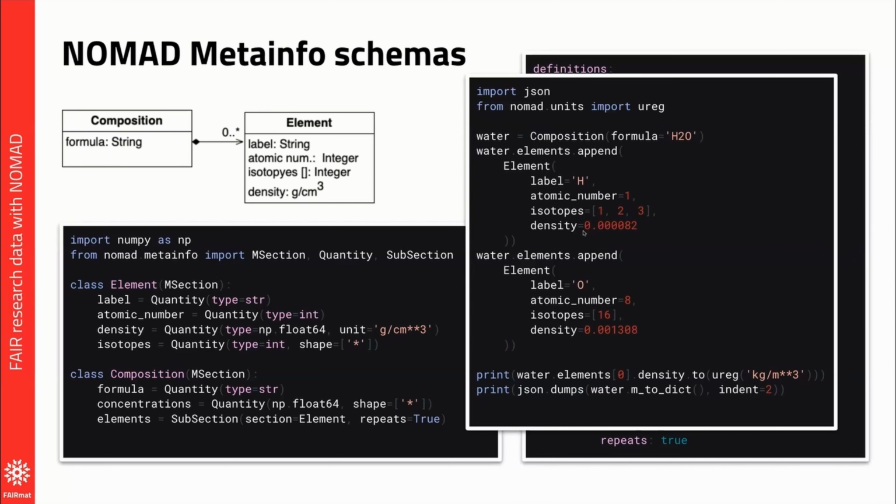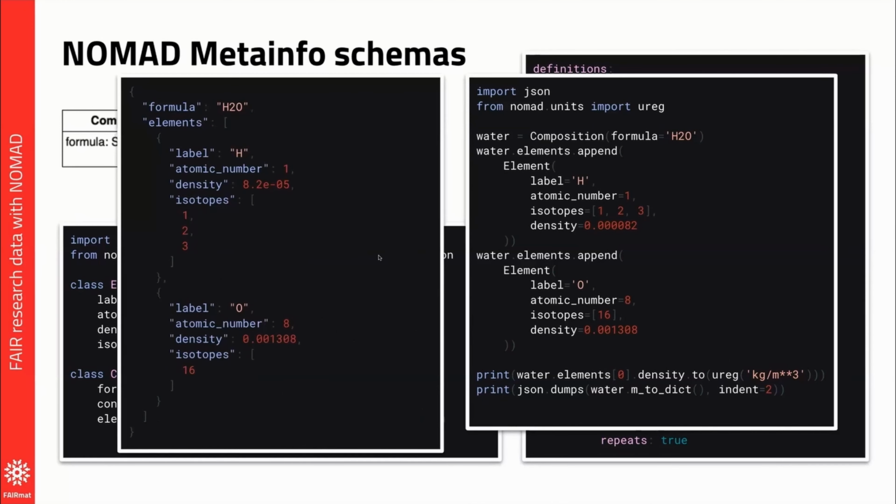So this is how you can instantiate a schema, and then the information that you have also again has various representations. You can write it down in Python like this, but you can also transform it into JSON, for example, if you want to store the data or something. Then it would look like this. But it's the same structure, the same information. It's like a composition with a formula, with elements, and so on. I think you get the point.